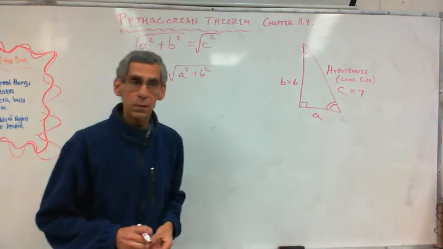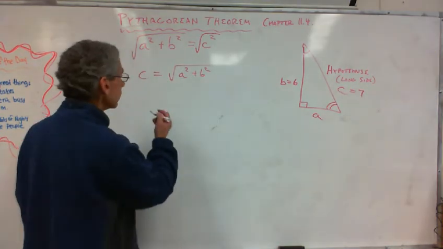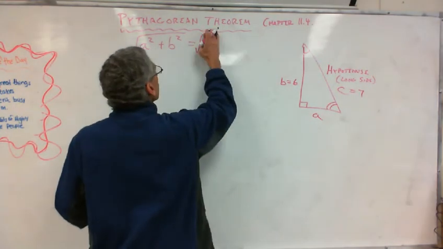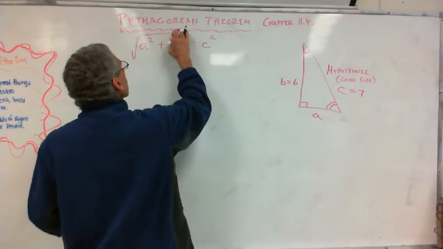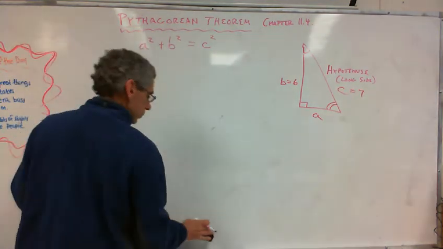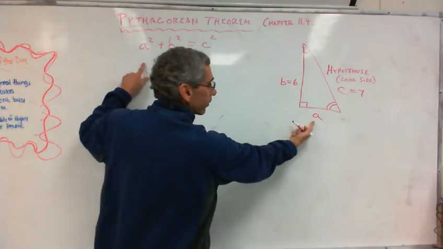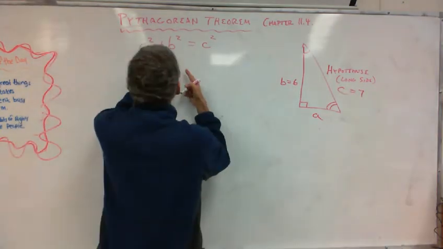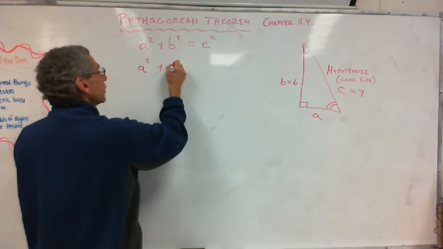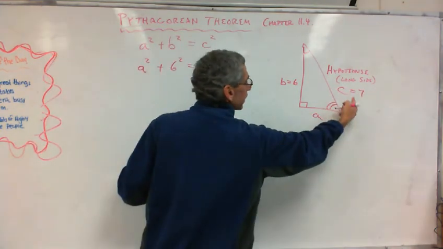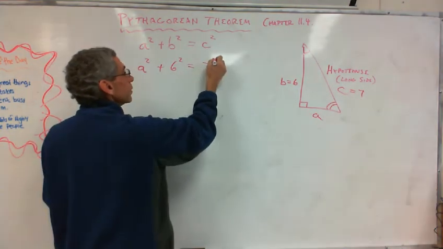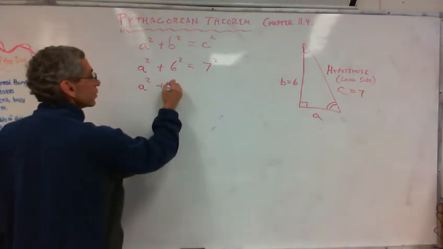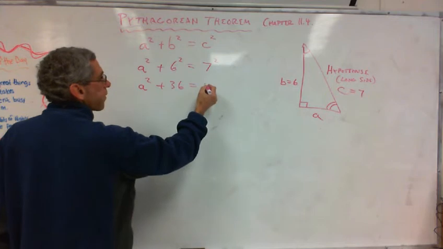What would I do? Didn't we do this last year? You set it up so that you write A squared plus B squared equals C squared, and then you plug in the numbers for the variables. Okay, so I'm just going to plug them in. A, I don't know what it is, so I'm going to write A squared plus B squared, which is 6 squared, equals C squared, 7 squared. So A squared plus 36 is equal to 49.